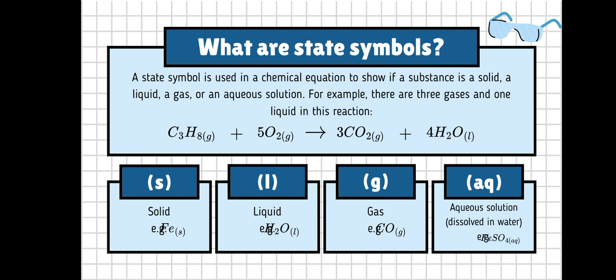Okay students, now here are some examples of gas, liquid, solid and aqueous solutions. You can also see the abbreviations here: solid will be represented by S, liquid by L, gas by G, and aqueous solution by AQ. S is for solid, for example iron, Fe, is a solid. Liquid, for example H2O, is a liquid. Gas, for example carbon monoxide, is a gas. Okay, now what is an aqueous solution? An aqueous solution is a solution that is dissolved in water.